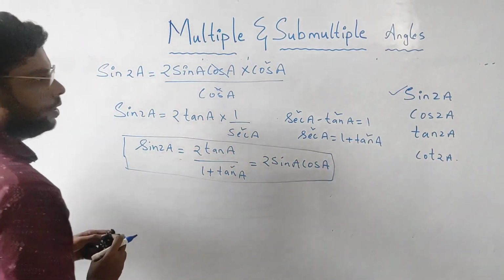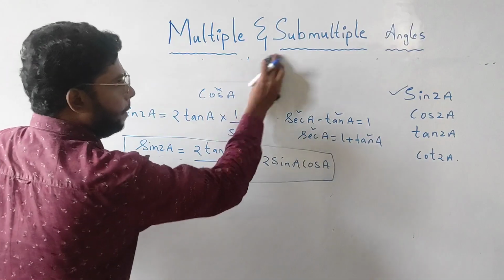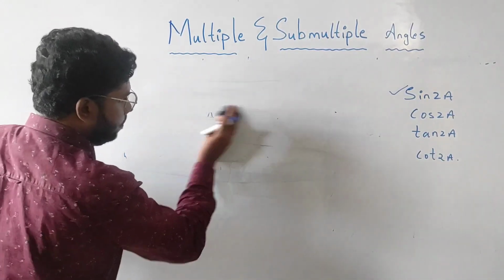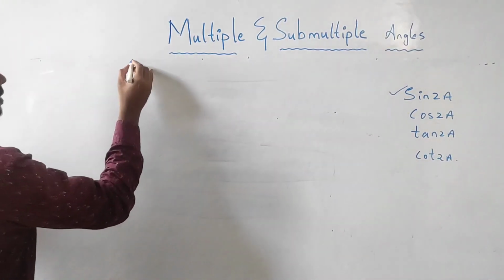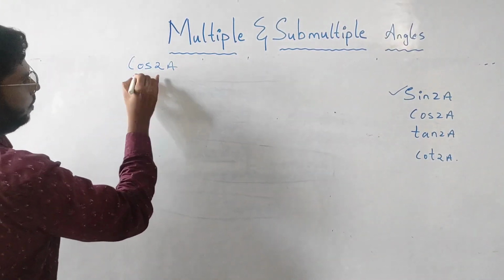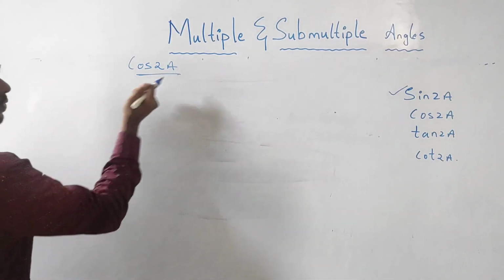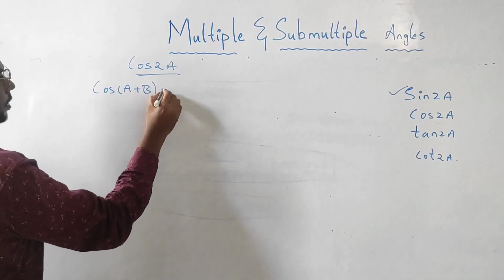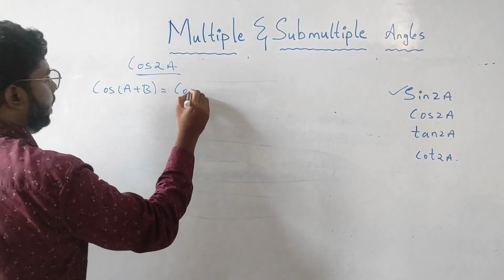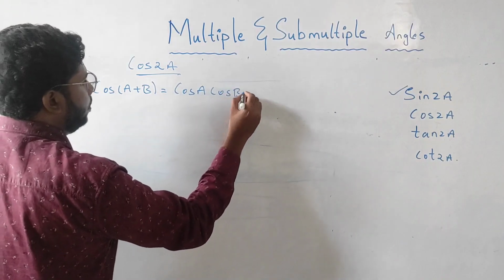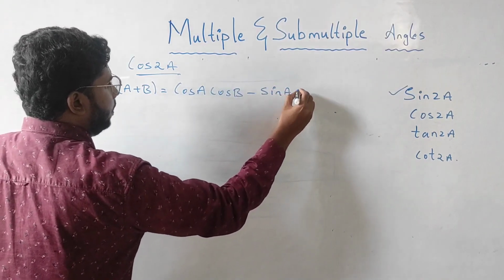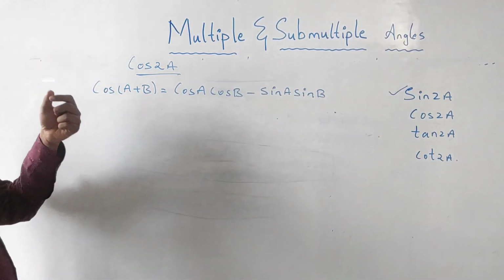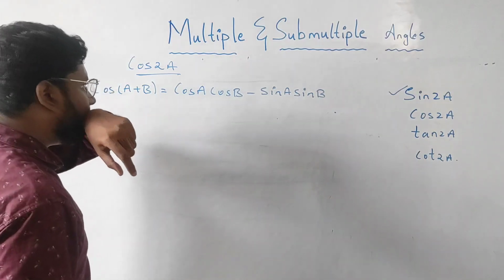Now let us discuss about the cos 2A. Okay, so now already we have what? The cos A plus B formula from compound angle. What is the cos A plus B formula? Cos A cos B minus sin A sin B. Already we know this formula from compound angle, that is cos A plus B is equal to cos A cos B minus sin A sin B.